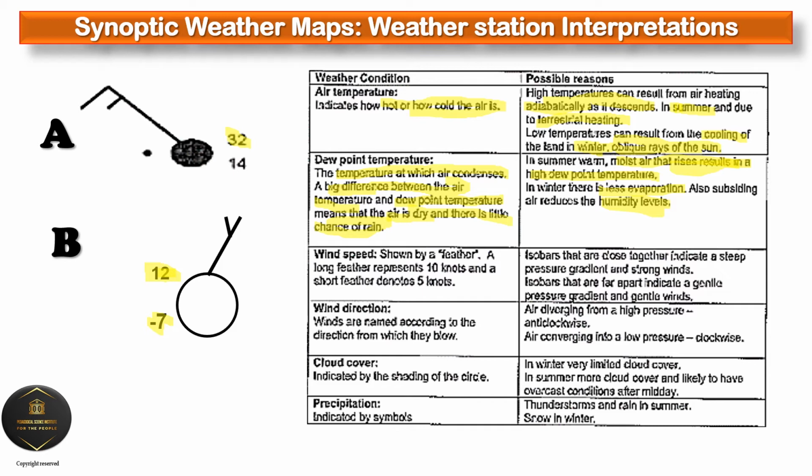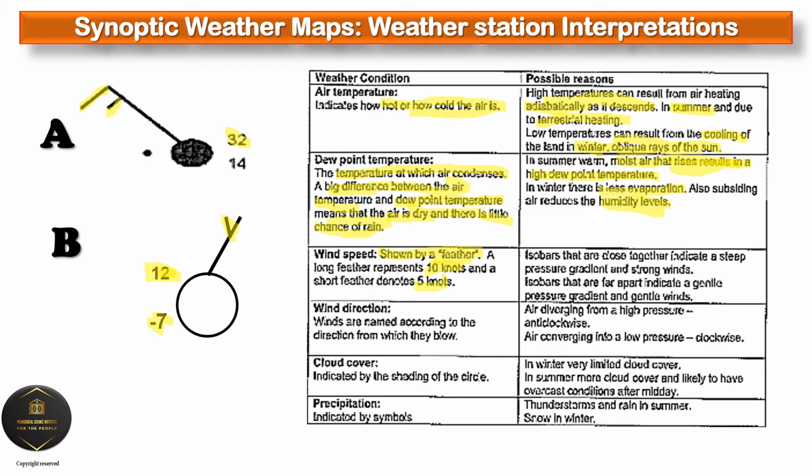Then thinking about wind speed, you must note that wind speed is shown by the feather. So a long feather, such as this one, represents 10 knots, and a short one represents 5 knots. So if you look at the station, we have 15 knots. In this one, we just have the short feather, and it represents 5 knots. So that's the wind speed.